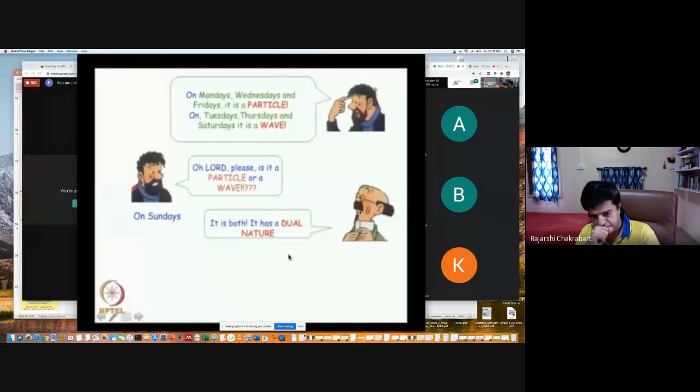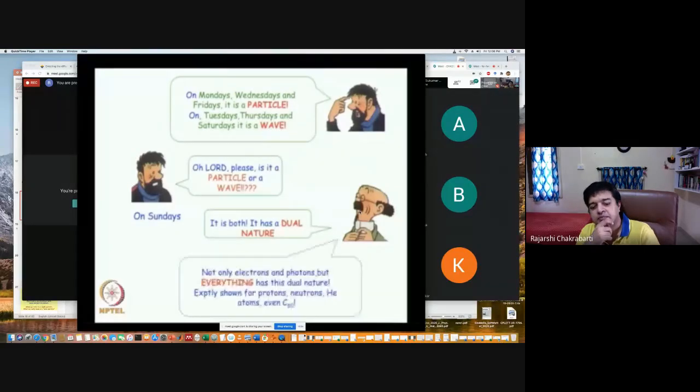But now it is clear to us, actually, it is quite well established that light has a dual nature. Not only light, it appears as if everything in this universe has a dual nature. Even electrons, neutrons, protons, helium atoms, C60, which is a rather big molecule, this also has been demonstrated to have a wave nature. So people have been trying to show this wave nature experimentally.